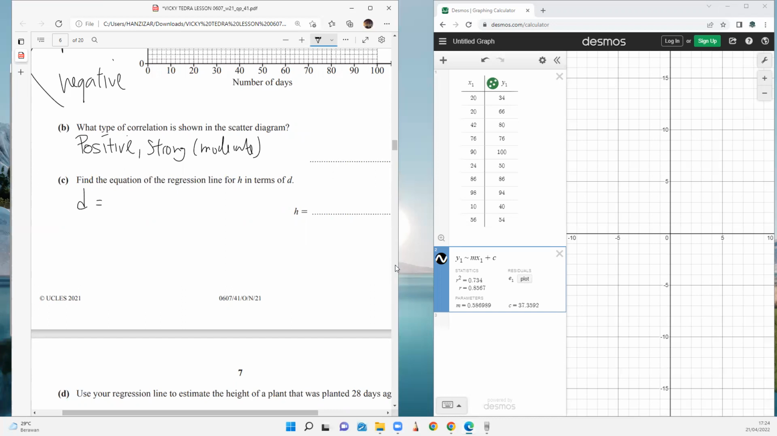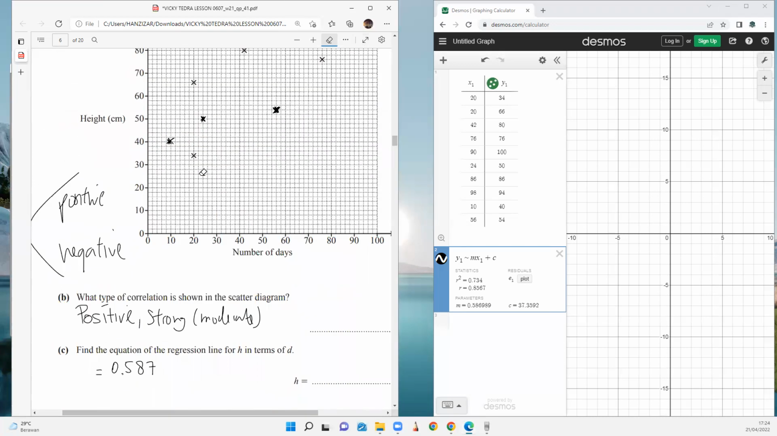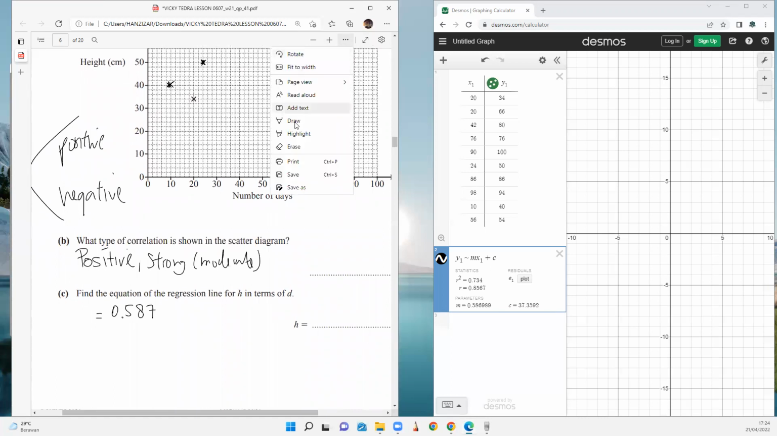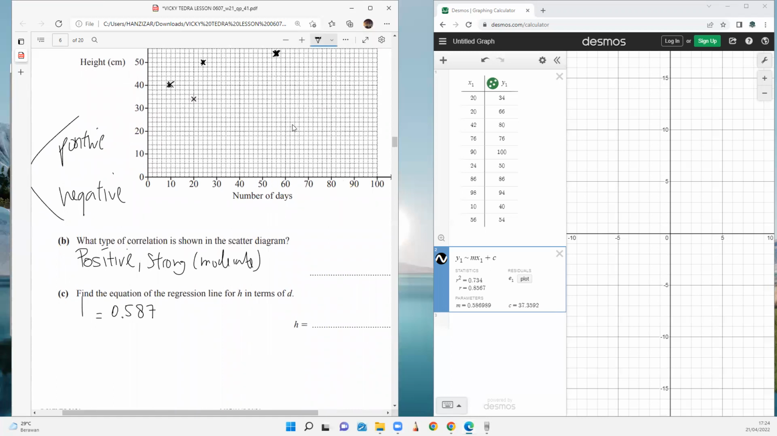And the y1 is the d, equals the m, 0.586 or 0.587 times x1. Oh no, x. Sorry, it's not x. It is h. Wait, I think I did something wrong. The y is the height. Okay, sorry. See, the height is the y. So height equals 0.587 d plus 37.36. Okay, now that's the formula.